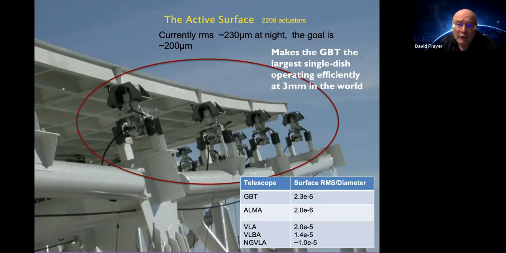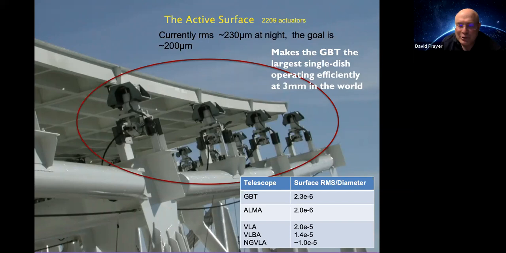And we can get the overall RMS of about 230 microns across 100-meter dishes, which is quite fantastic. And that basically enables us to observe at 3 millimeters. Without that, we wouldn't be able to at 3 millimeters.